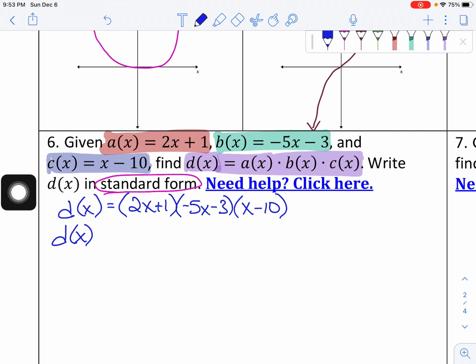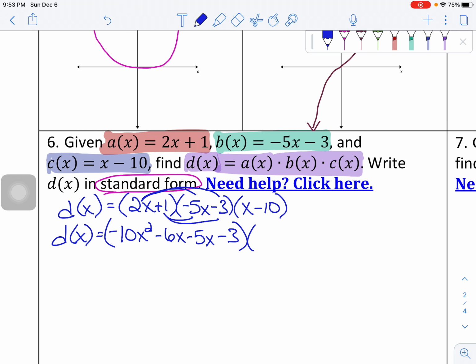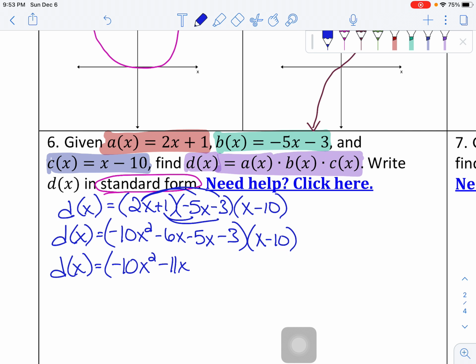So I'm going to multiply this first little expression times this second expression. So I'm going to distribute here: 2x times negative 5x, so negative 10x squared. 2x times negative 3, negative 6x. Multiply 1 times negative 5x, so negative 5x, and 1 times negative 3 is negative 3. Now this whole thing still stays in parentheses because I'm eventually going to take this answer and still multiply it times x minus 10. All right, so I still want to have this. So d of x is equal to, now I'm going to combine like terms.